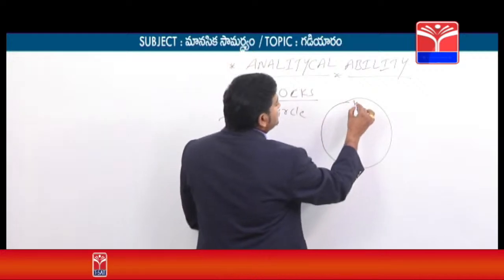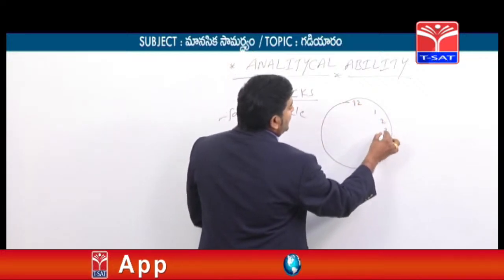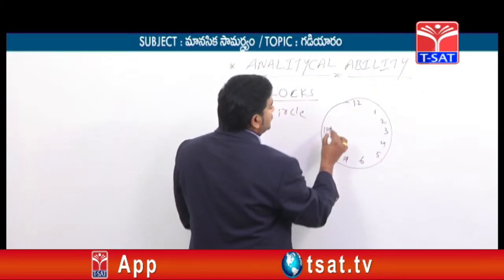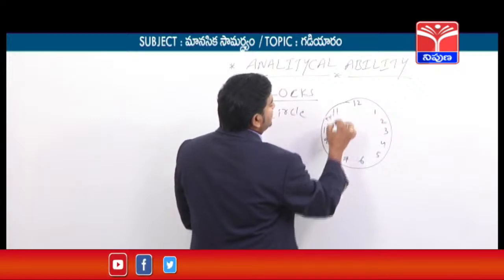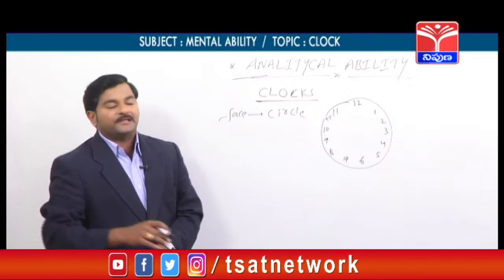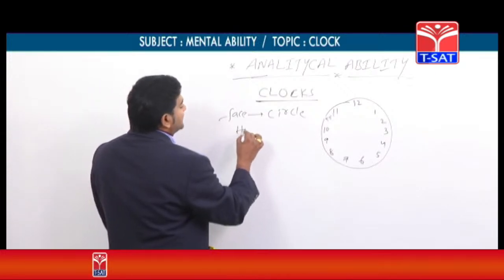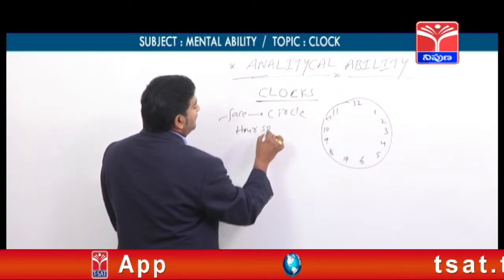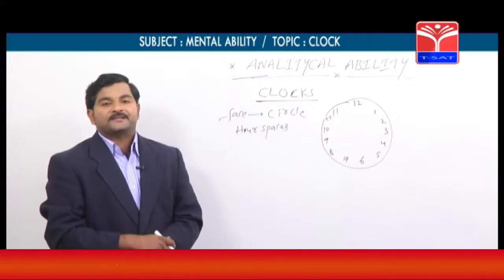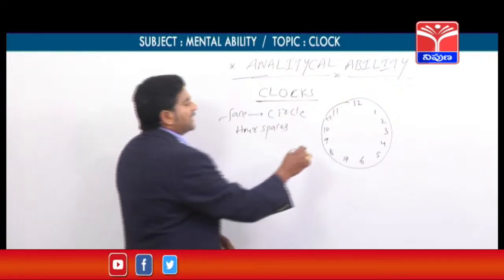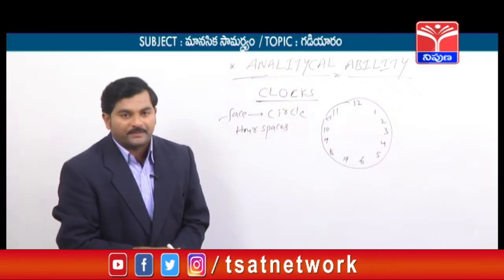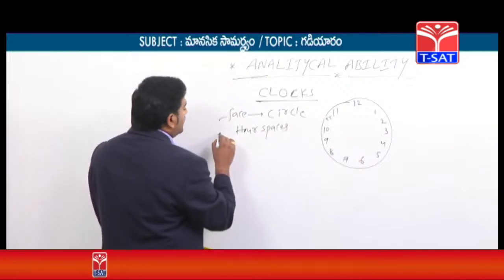This circle is divided into 12 big equal parts. So let's say, as we know already, 1 to 12 are there. Now these 12 big equal parts are called hour spaces. I need to stress this point once again. The dial or the face of the clock is in the shape of the circle. This circle is divided into 12 big equal parts. All these 12 parts are called hour spaces.